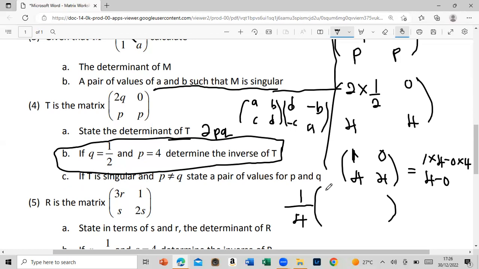So 4 goes up there, and 1 goes there. We can't change 0 to negative 0, but this would be negative 4. So this would be our inverse. I would love to see how many marks this gets. So the inverse of that would be 4, 0, negative 4, and 1.